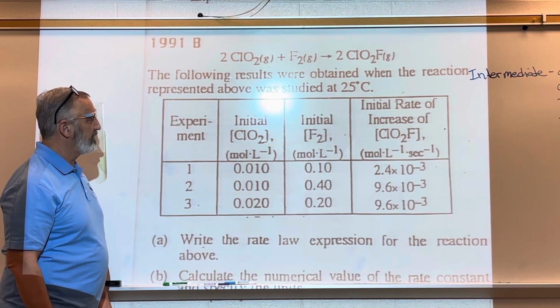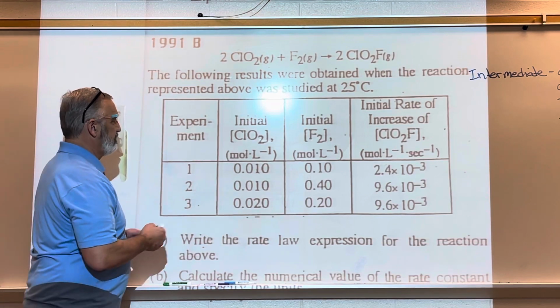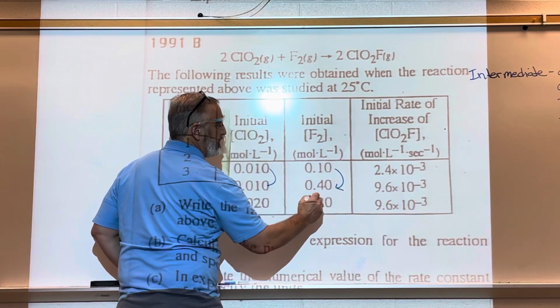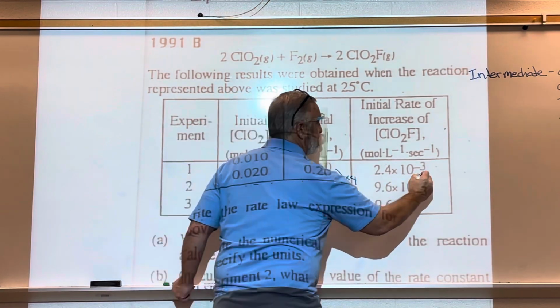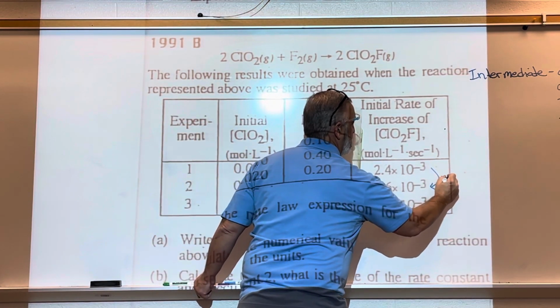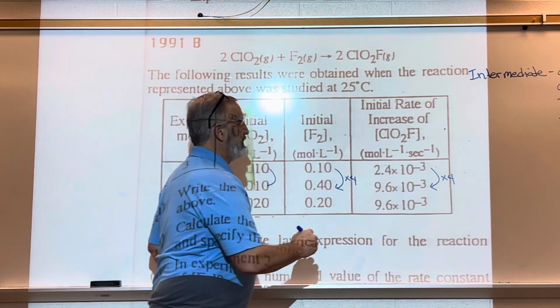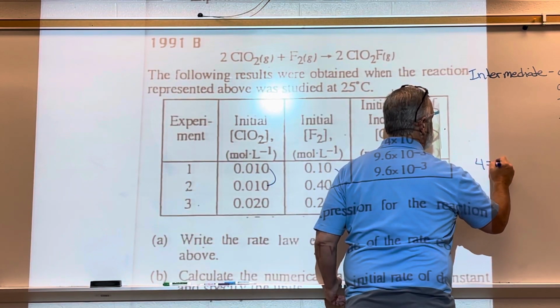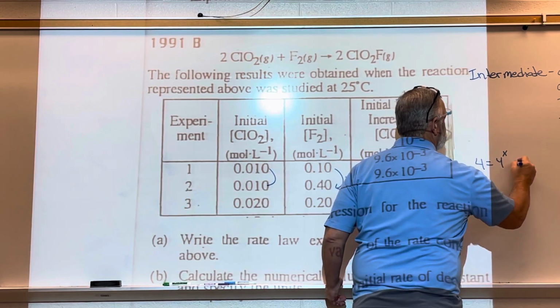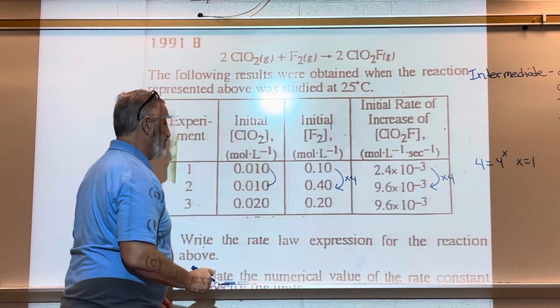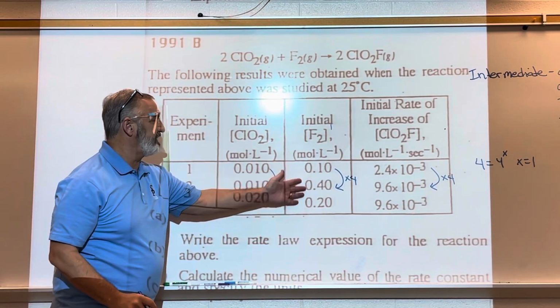For F2, I saw the 0.01 constant on the ClO2. So this one is times 4, and the rate is times 4. So 4 to the X equals 4, so X is 1. So 4 is equal to 4 to the X. X equals 1, so it's first order with respect to fluorine. Okay, so what do I do now? Because none of these stay constant.